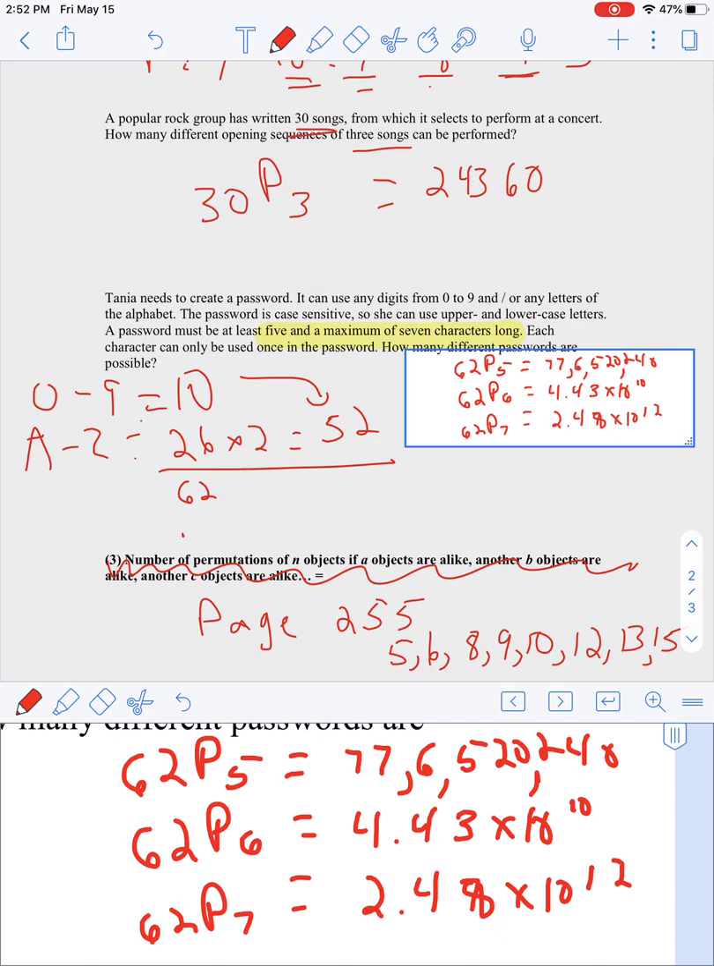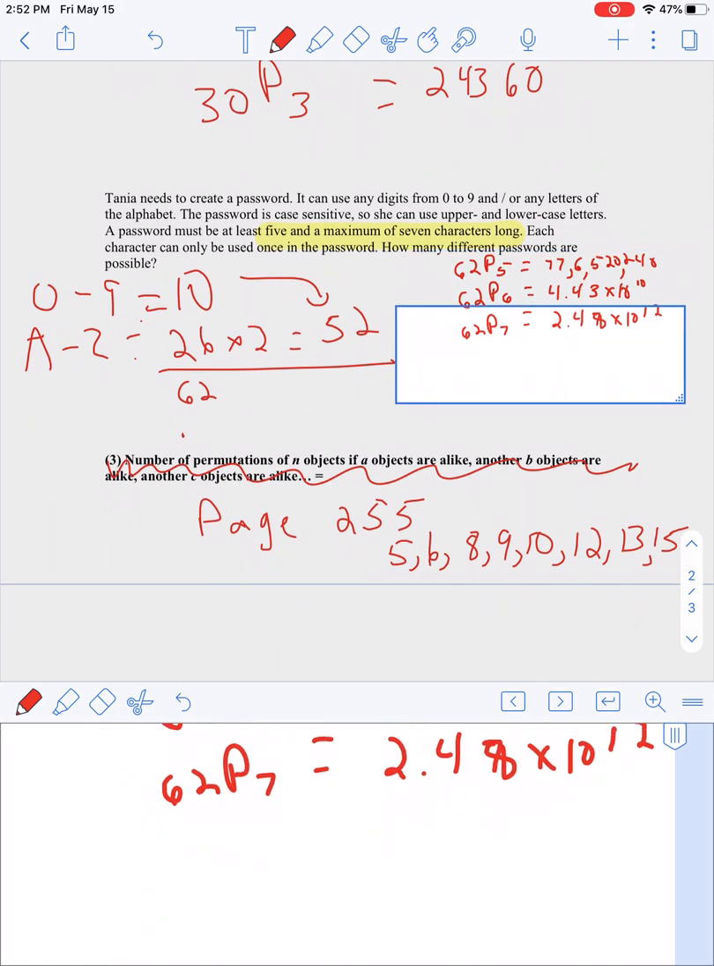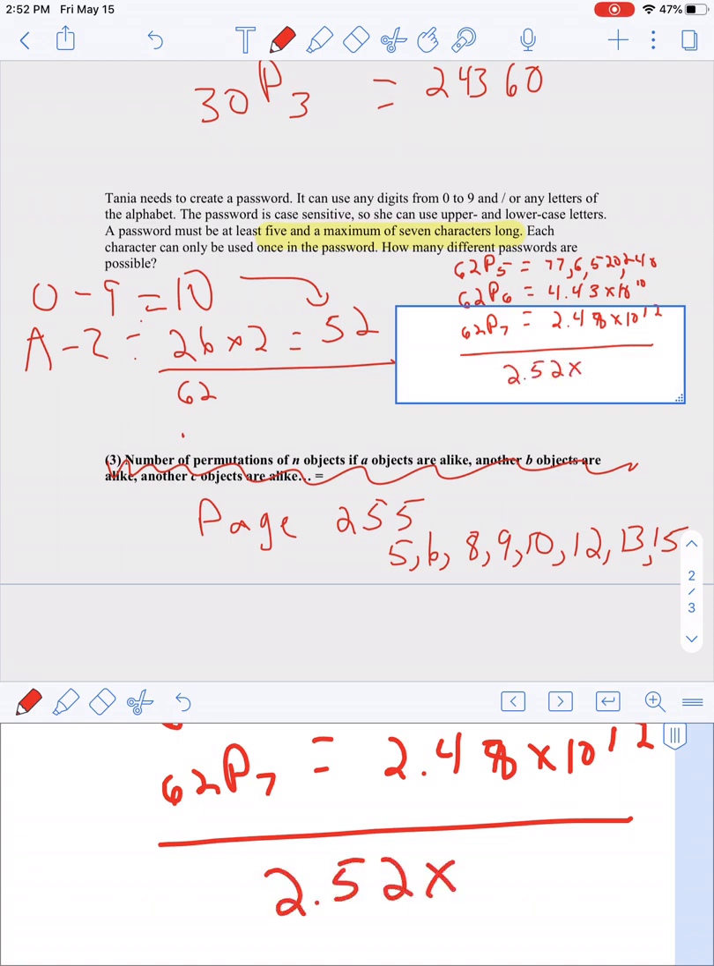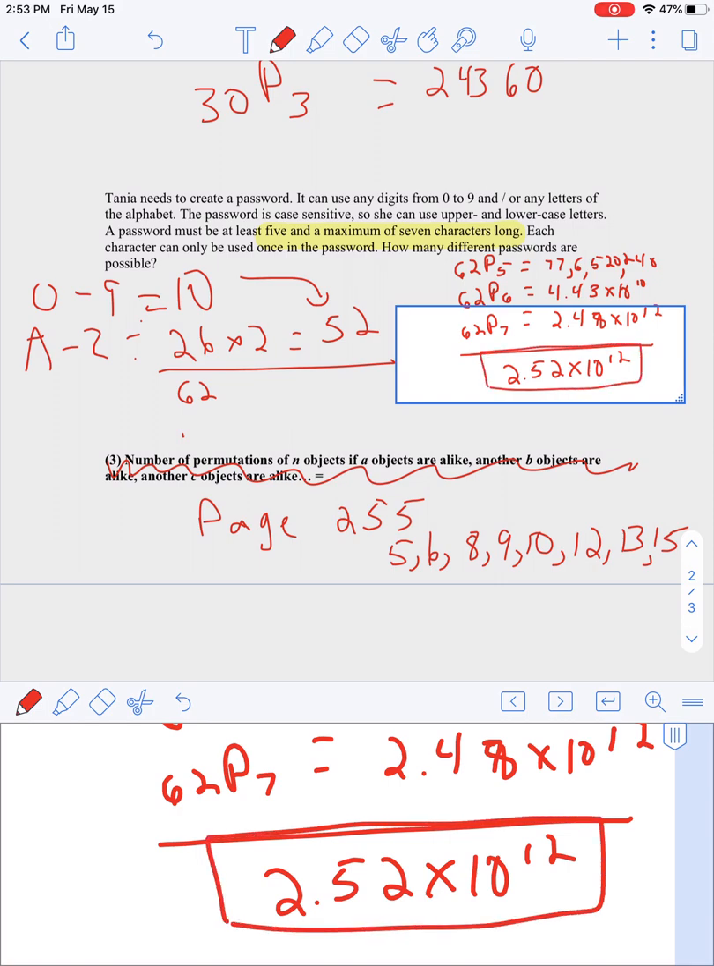So if you were to add those all together, you take all your totals, add them together, you're going to get something like 2.52 times 10 to the 12. That's how many different passwords you could have. So you can see the more choices you have and the longer you make it, the more safe and secure your passwords. Because the more choices you have, the harder it is to hack.